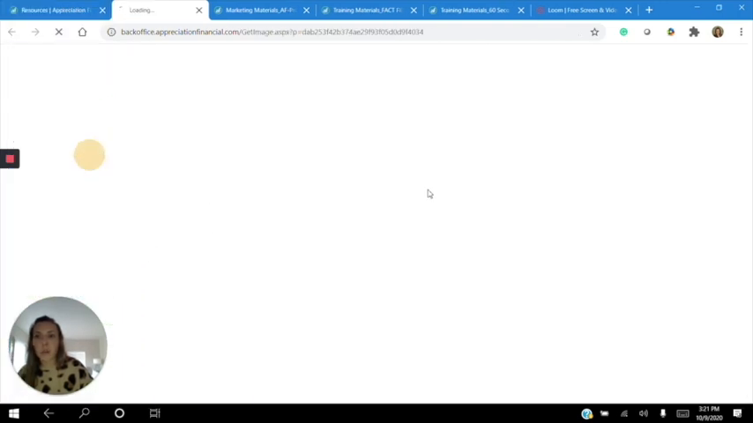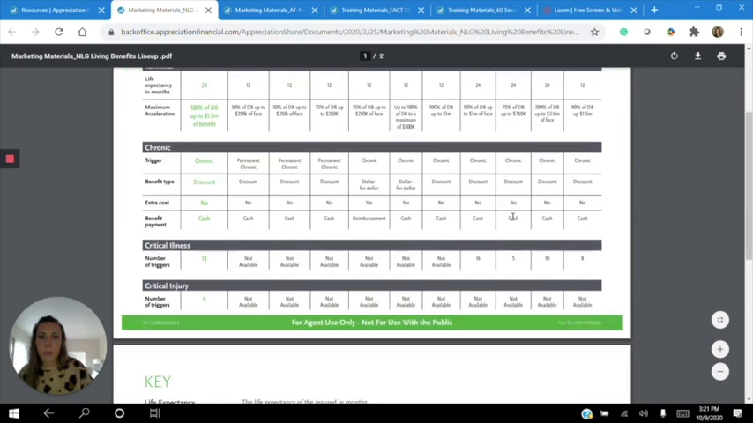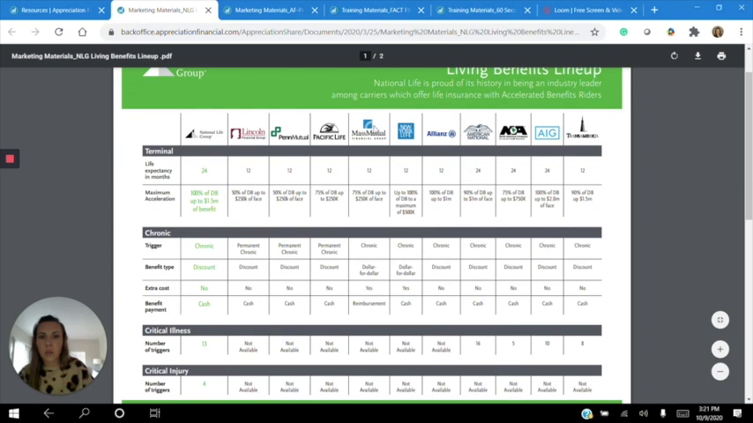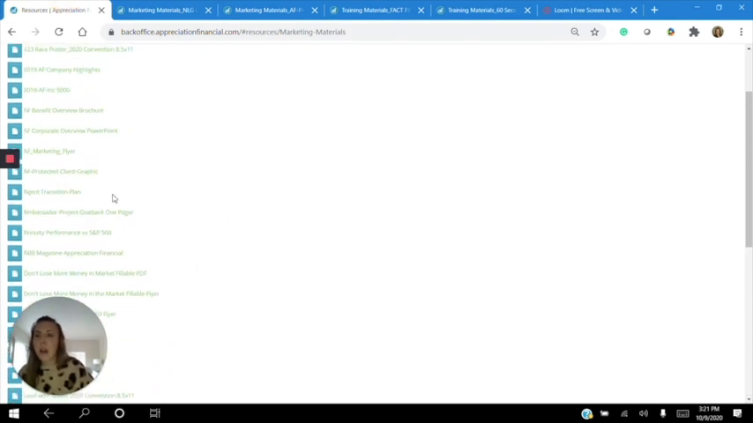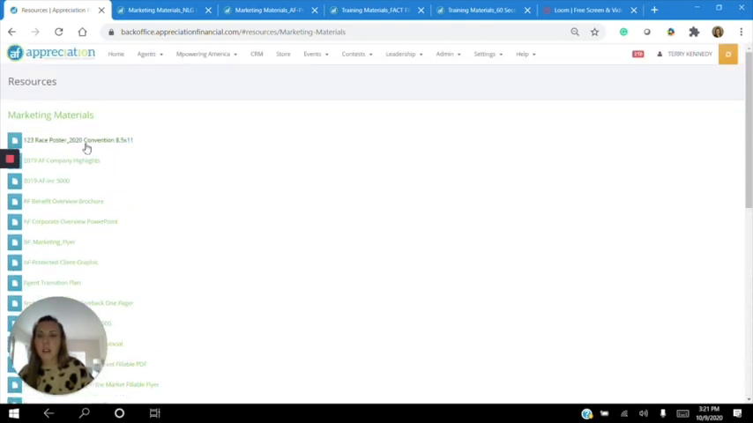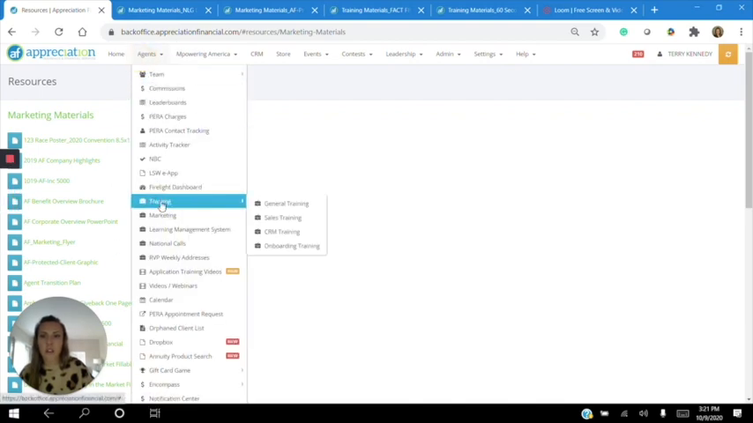We also have, this is a really good one, I think, to use with clients, a living benefits lineup. This is something that you wouldn't necessarily send out, but if you wanted to do just a nice cursory comparison of the National Life Group living benefits to the other life insurance products that we use, this is where that would be located. I think this is a really good piece, so definitely go in and download that, especially if you're going to be talking about living benefits, which you should be with every single client. Again, just a couple of different examples there, but feel free to go back there and dig around. You'll find all kinds of goodies in your back office under agents and training and marketing.